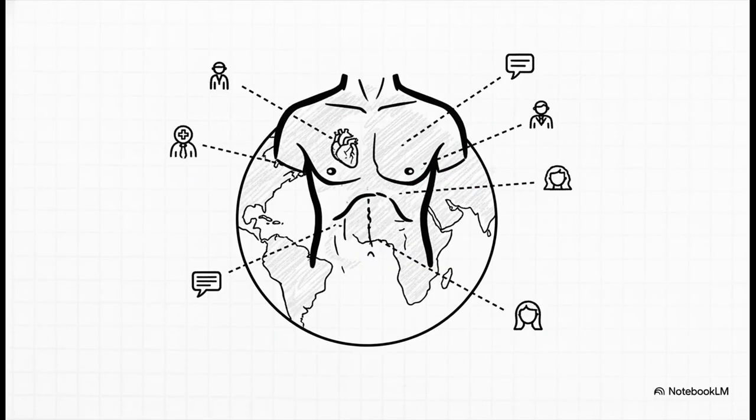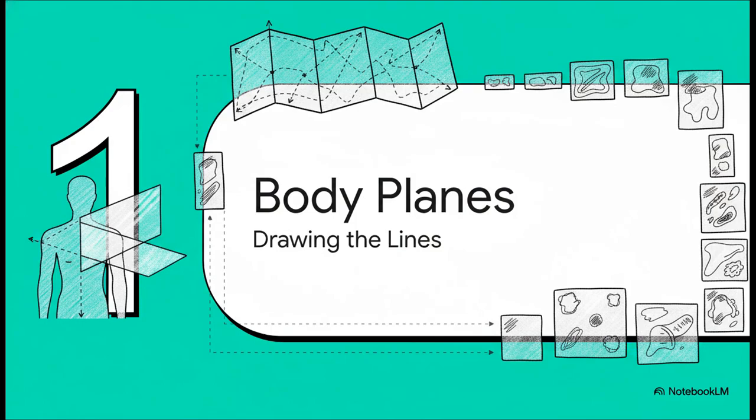It's actually a system. It's like a secret map, a shared language that lets a surgeon in Tokyo and a radiologist in Toronto see the exact same thing. And today, we're going to learn the basics of that language. First thing we need on our map are the lines.